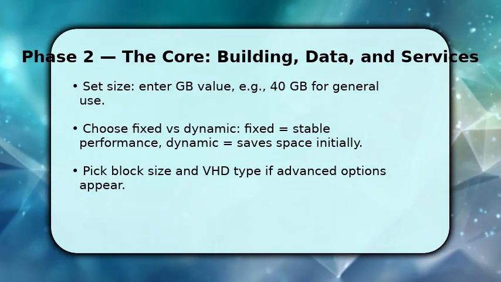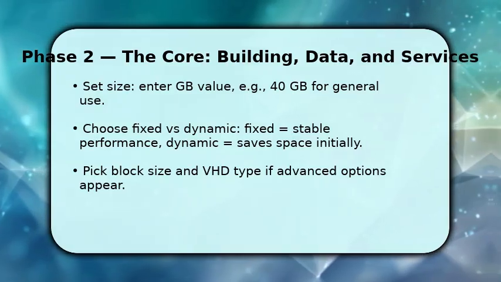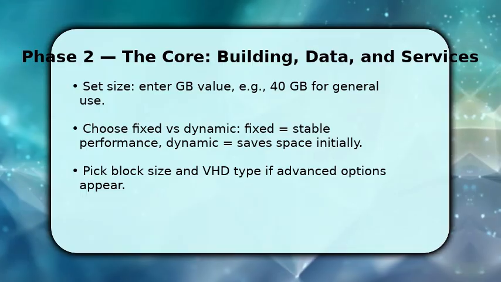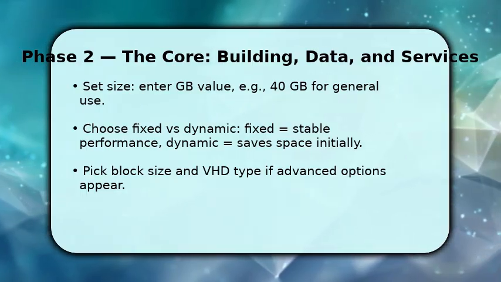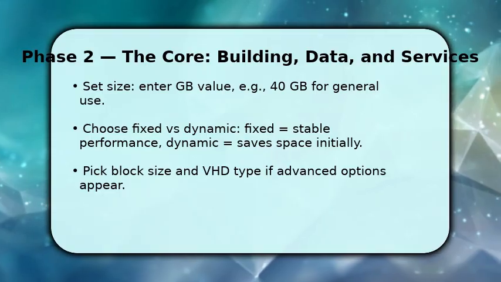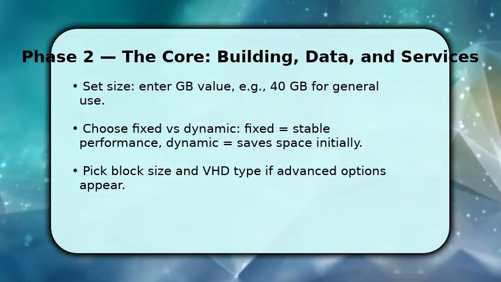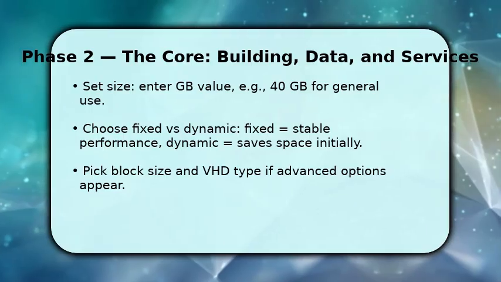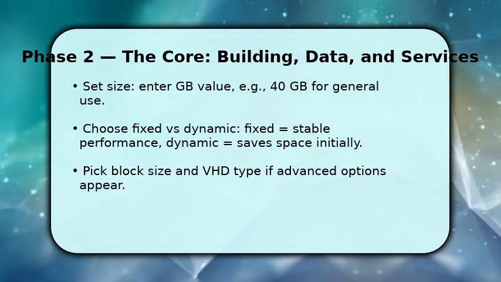First, enter the disk size in GB. 40 GB is a practical baseline for general use, because size determines available space immediately or over time. Then choose Fixed for consistent performance or Dynamic to allocate storage on demand. This affects fragmentation and write speed.